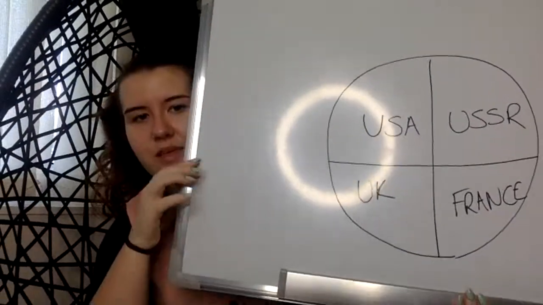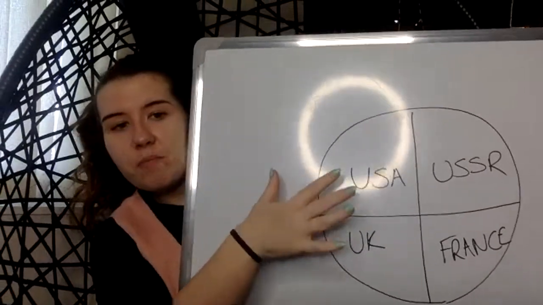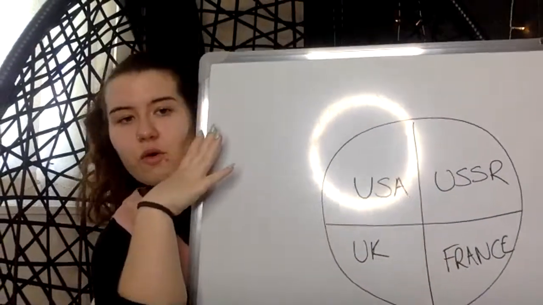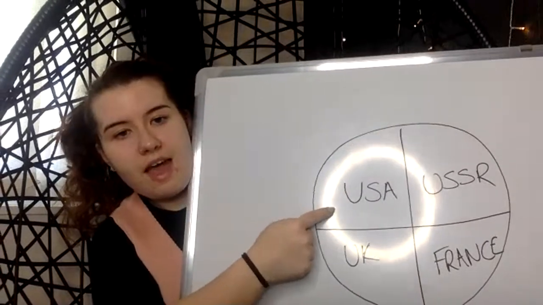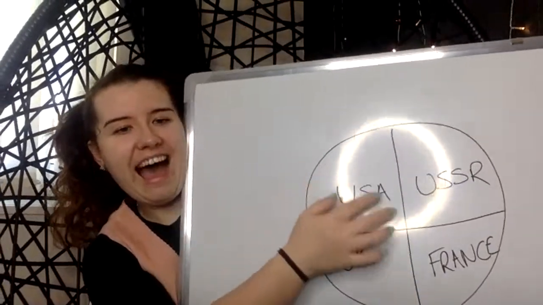So, you can see my ring light, sorry. You've got, this is Berlin. It is divided into 4. You've got USA, UK, France, and USSR.